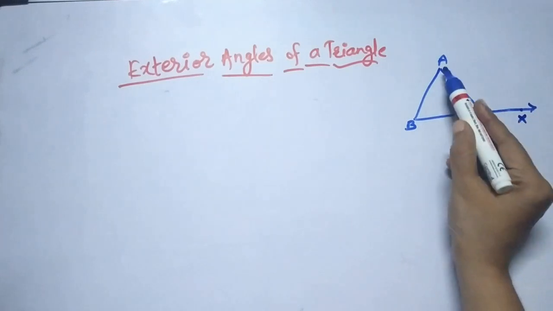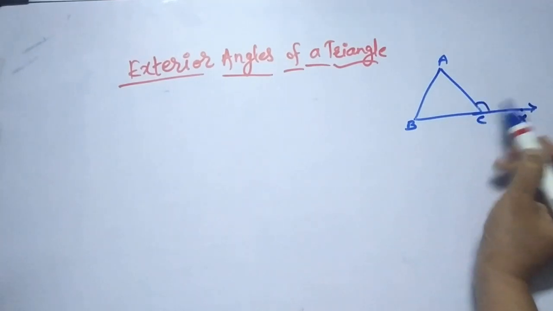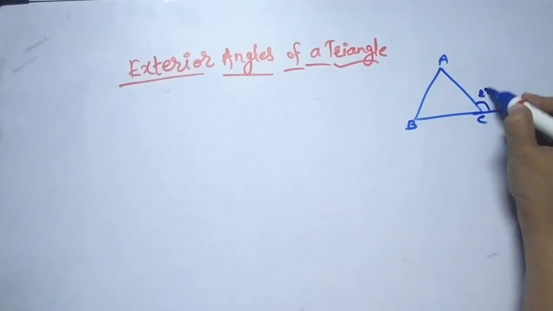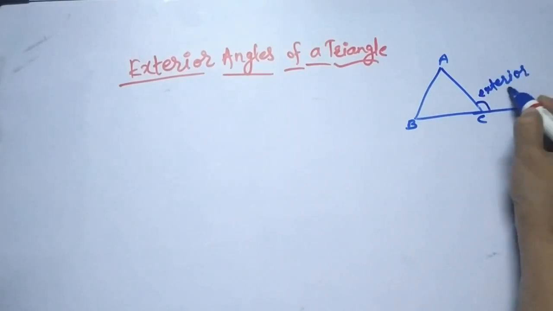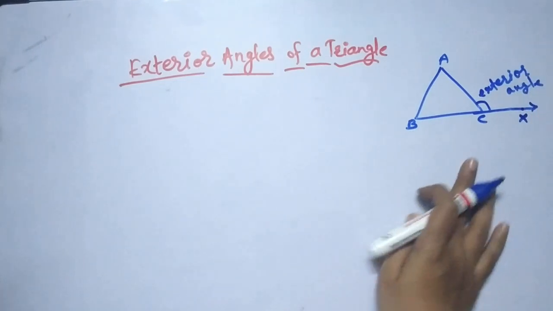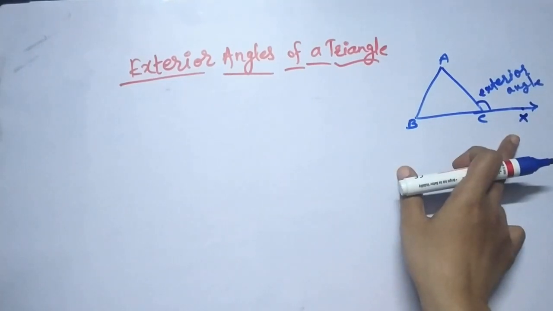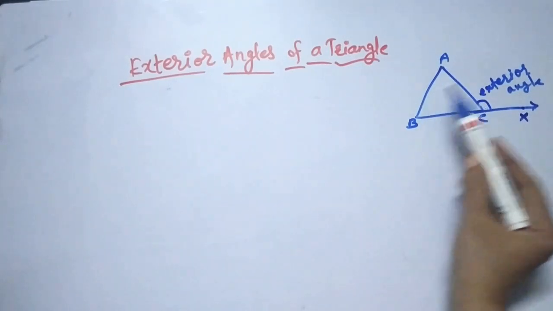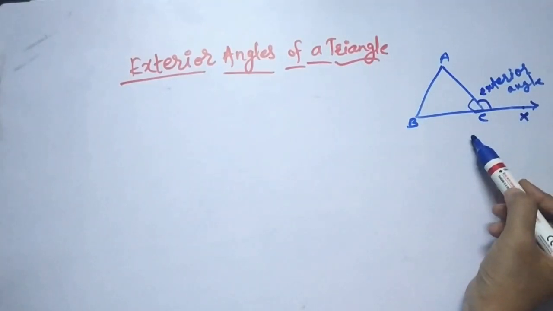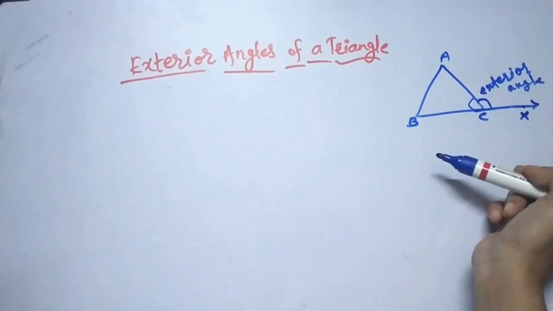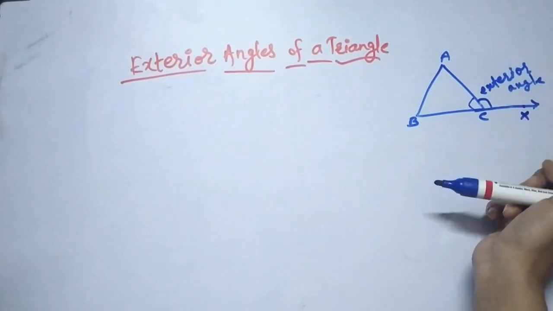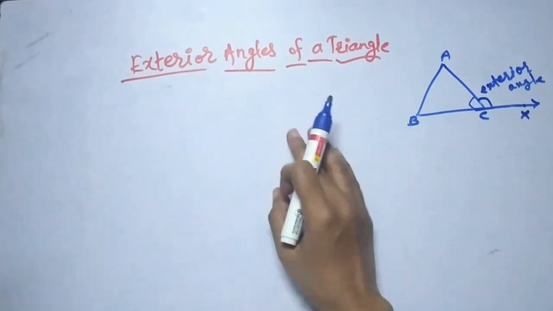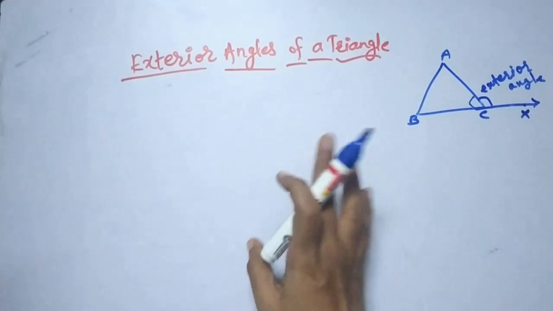Then friends, you can see here angle ACX is forming. This angle ACX is called the exterior angle. This is what an exterior angle is. And we can see that inside the triangle, angle ACB is going to be its adjacent interior angle. So friends, here we have the property of the exterior angle. We'll see the property. First of all, we need to understand what an exterior angle is.